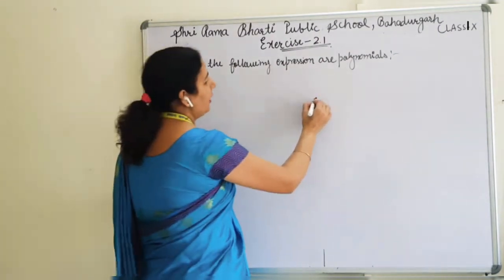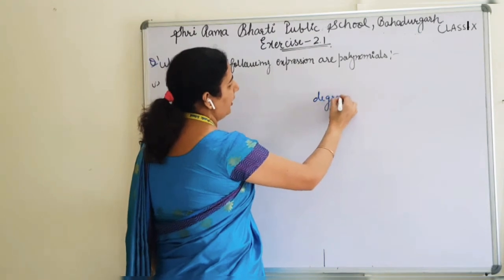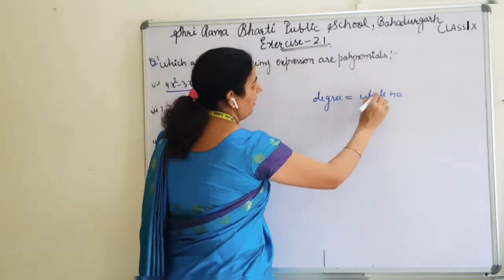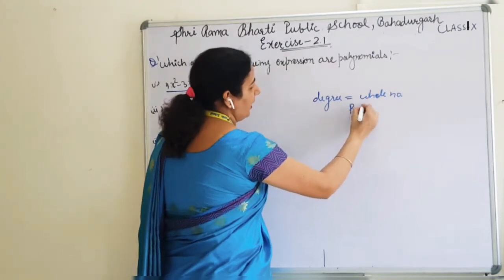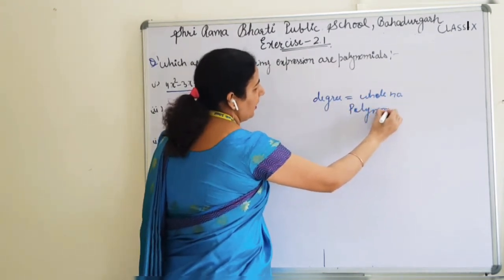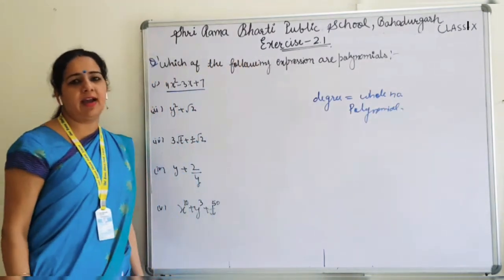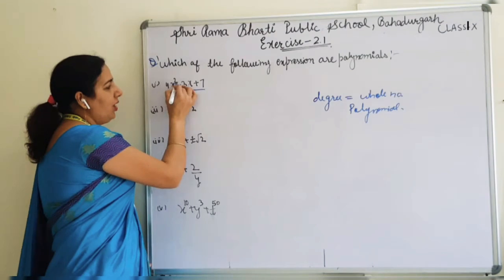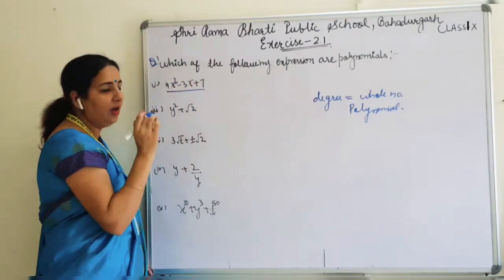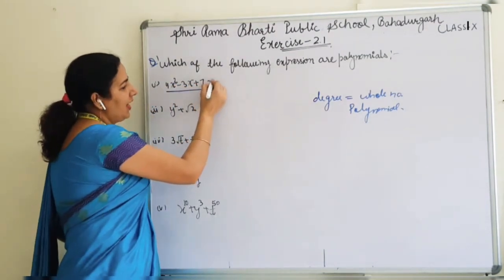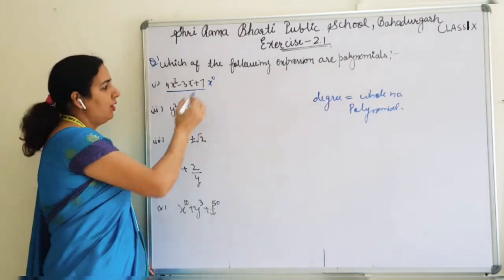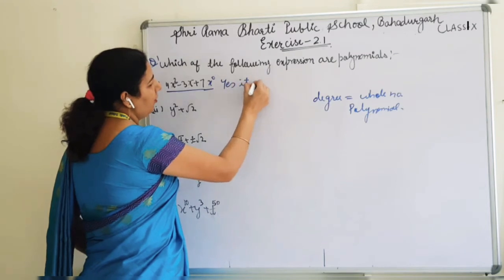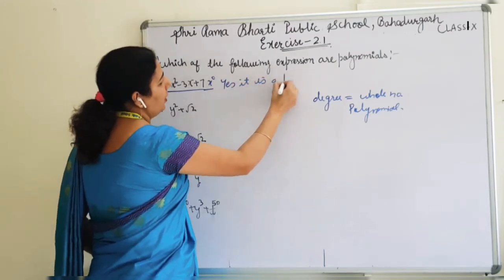See, degree should be a whole number. Then it will be a polynomial. Otherwise no. This is the main rule of the polynomials. So here the degree is a whole number. Degree is 1. Degree is nothing here, it means it can be written as x power 0, and 0 is also a whole number. So yes, it is a polynomial.